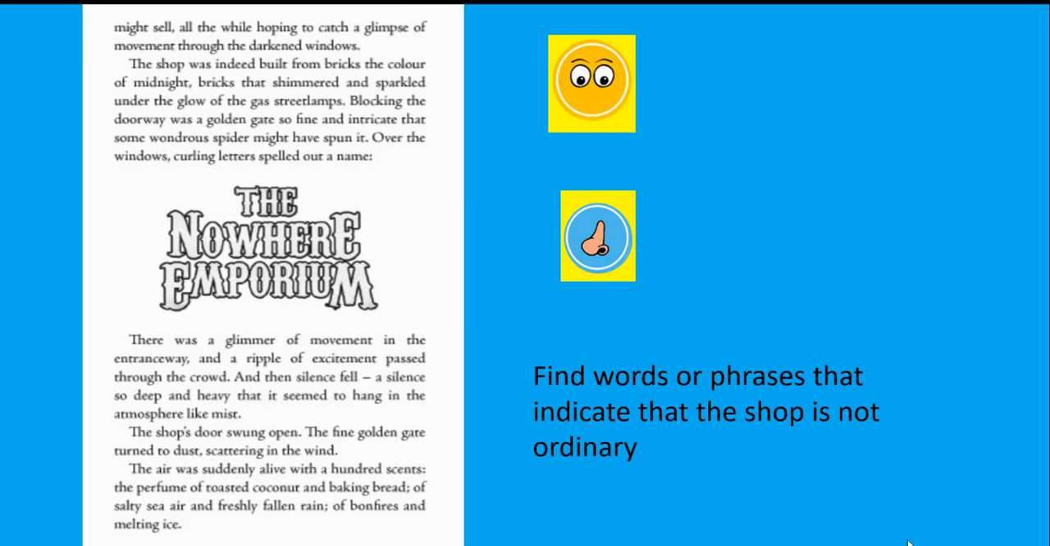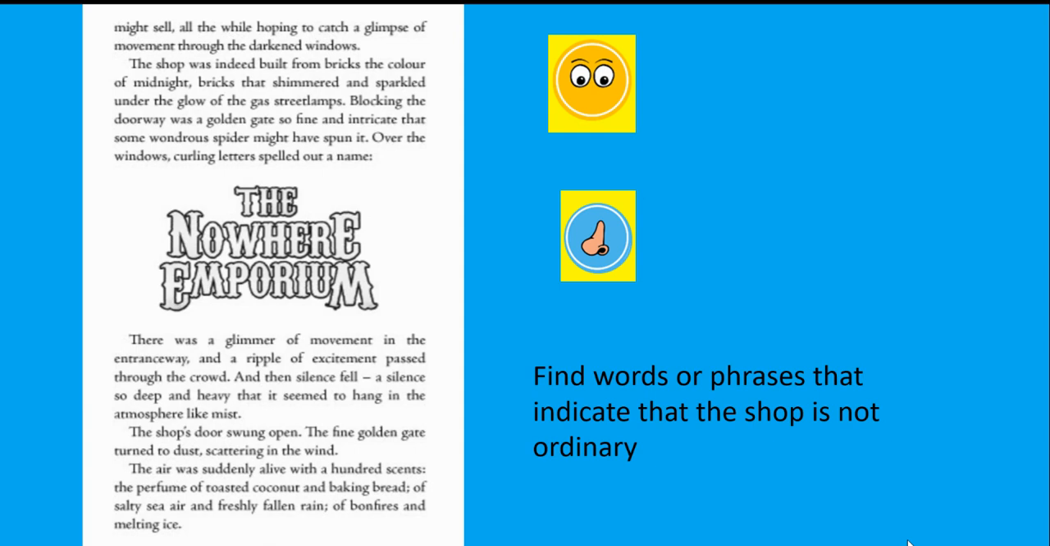This time, we're going to have a look to see if we can find any words or phrases that indicate that the shop is not ordinary. So, what do you notice as we read through this piece of text here? And there is a description of smell as well. What does that description of smell tell us about the shop?